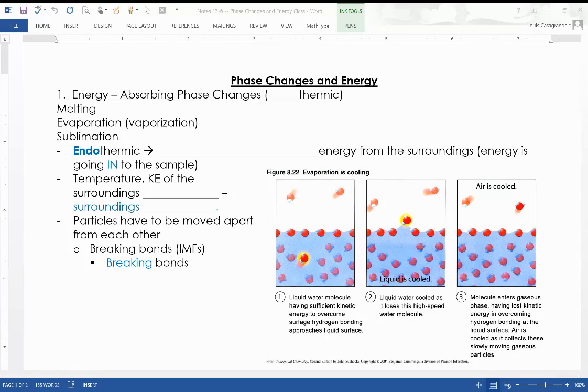And welcome to another fun day of chemistry in which we're going to discuss phase changes and how energy is involved in changing these phases. So first we're going to look at phase changes that absorb energy.